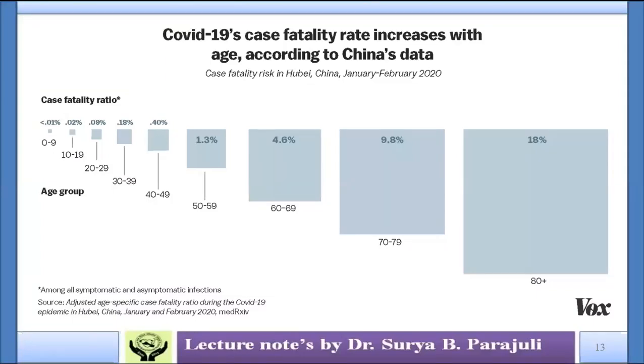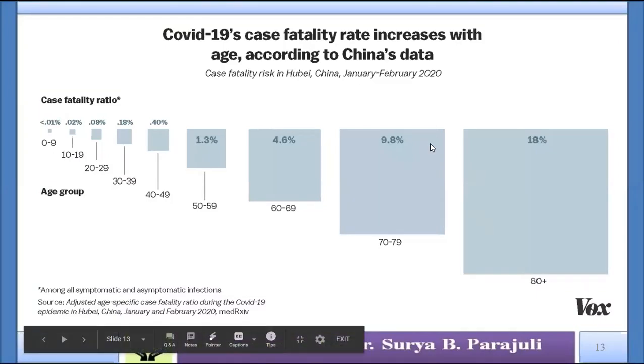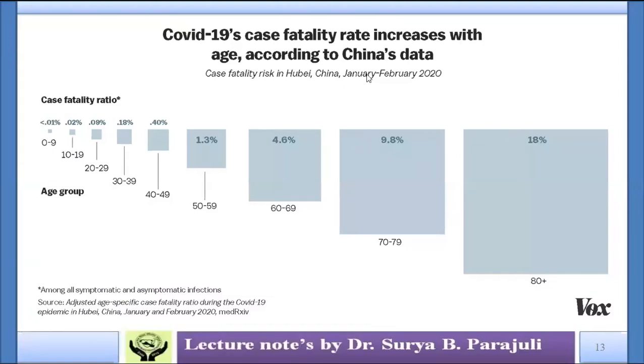From January to February 2020, within a certain fixed time period, within this 2 months period, you can see this is our neighboring country China's data. We can even discuss our own country, Nepal, or your country, India. Many students are from India.